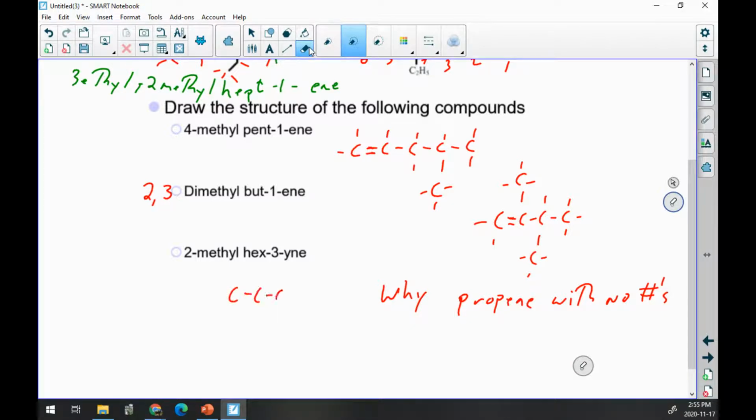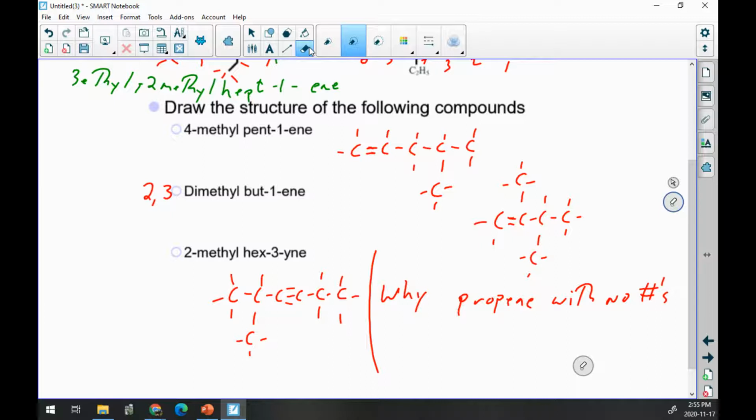1, 2, 3, 4, 5, 6. Off the third one. There's your 2-methyl hex-3-yne. I do the parent chain first, put the branches on, and then I put lines to indicate each hydrogen.